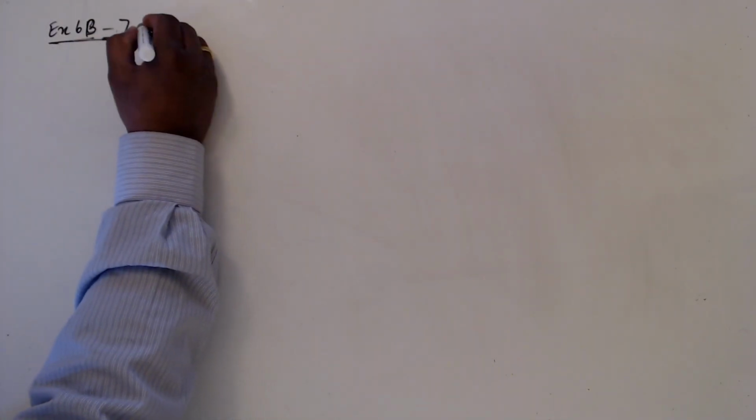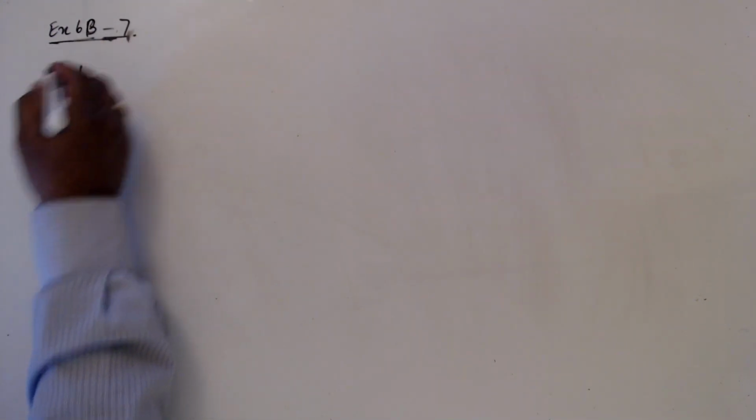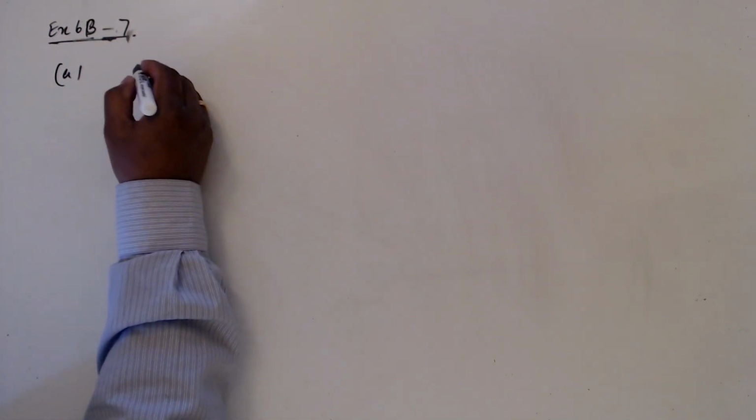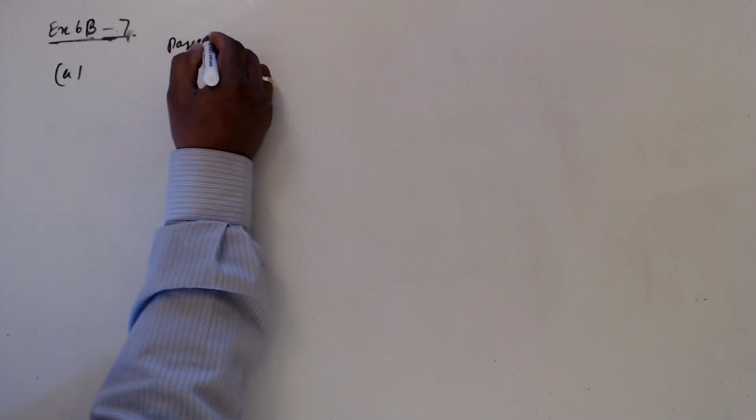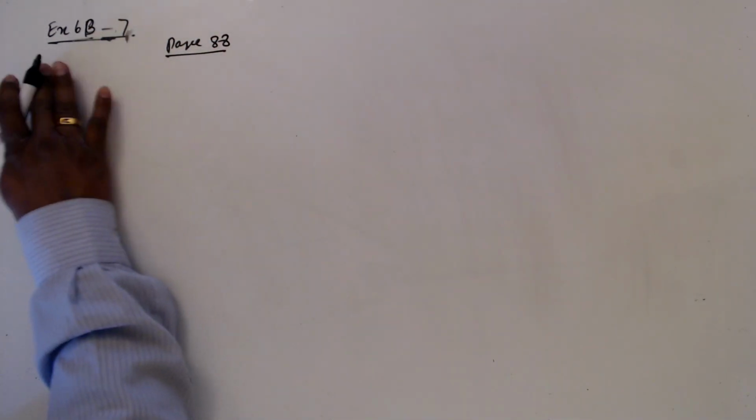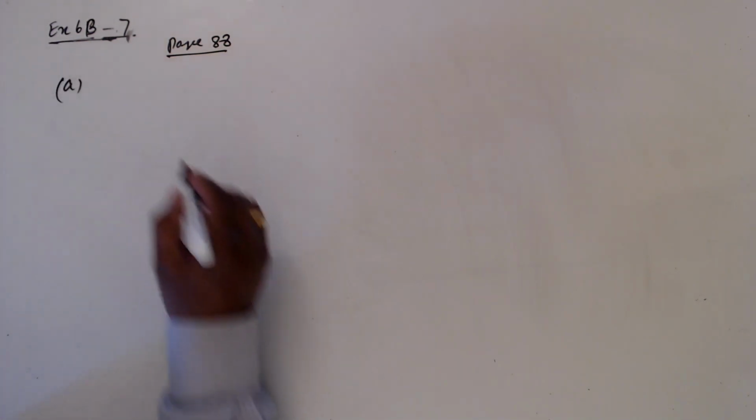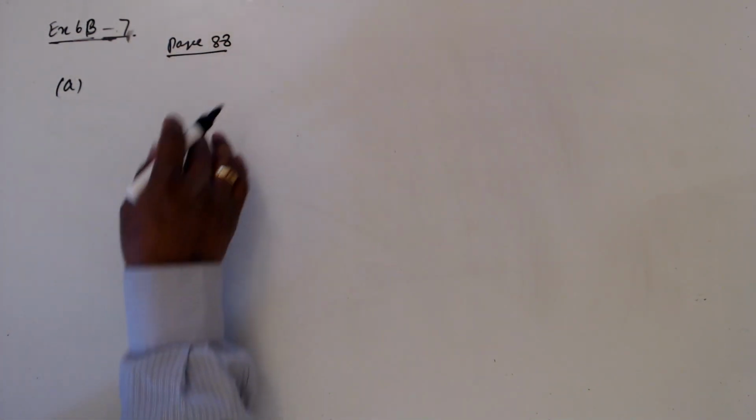Question number 7, part A. A particular genetic marker is present in 4% of the population. State any assumptions that are required to model the people with the binomial distribution. I'll go to page 88 and start looking at this. You should remember these things without looking at page 88.